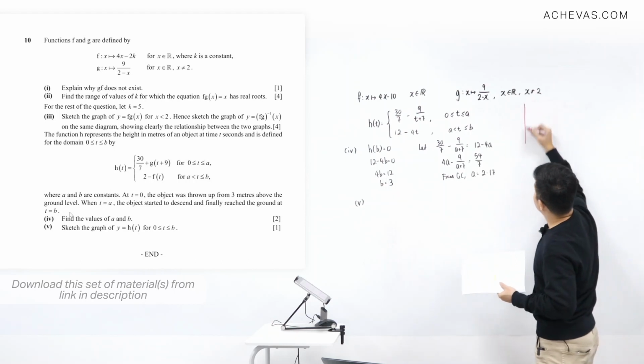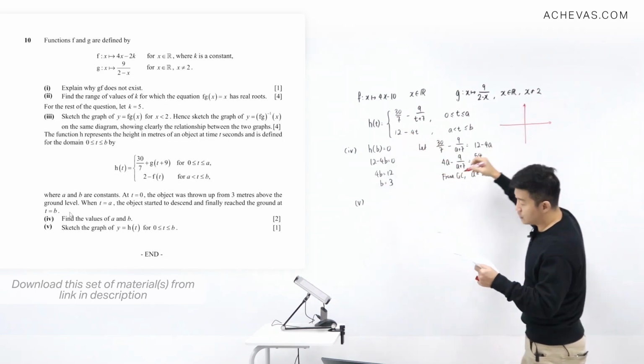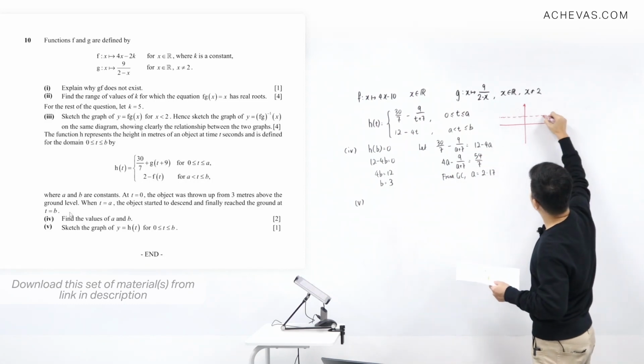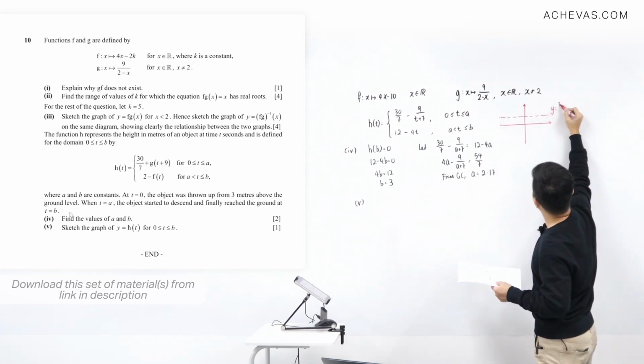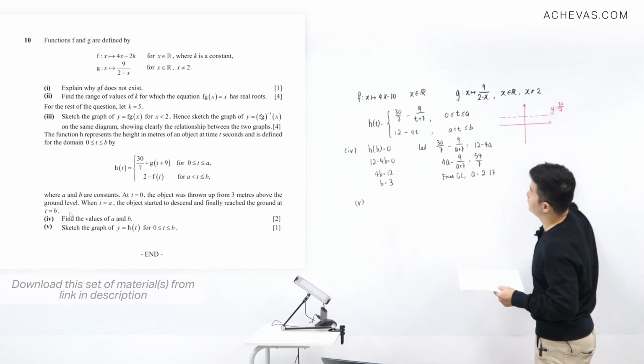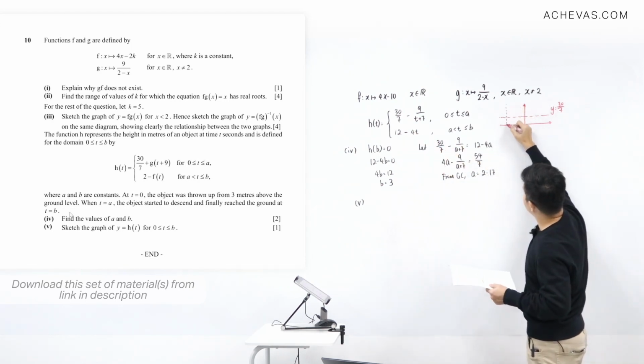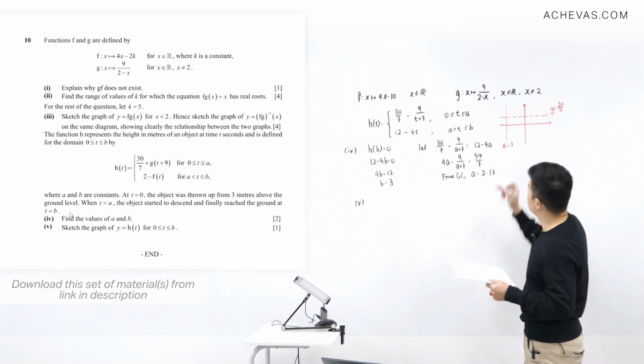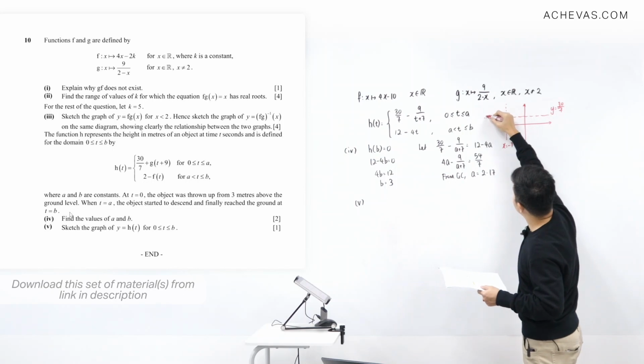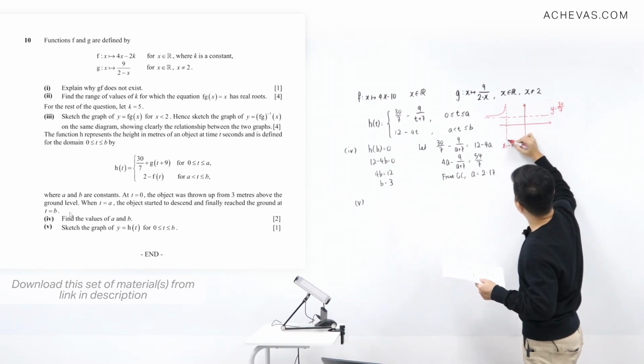If I were to be sketching this, let me just do a super quick sketch. This will have a horizontal asymptote of y equal to 30 over 7, and a vertical asymptote of x equal to minus 7. So we have something that is like this. If I were to sketch this into my calculator, I'll be getting something that is like this here. And the other portion is going to be this, then after that here.